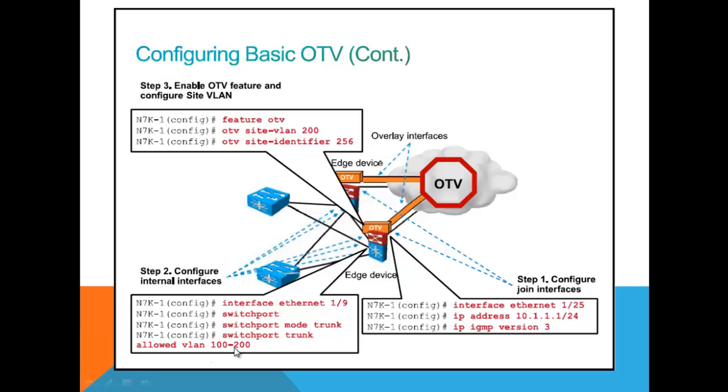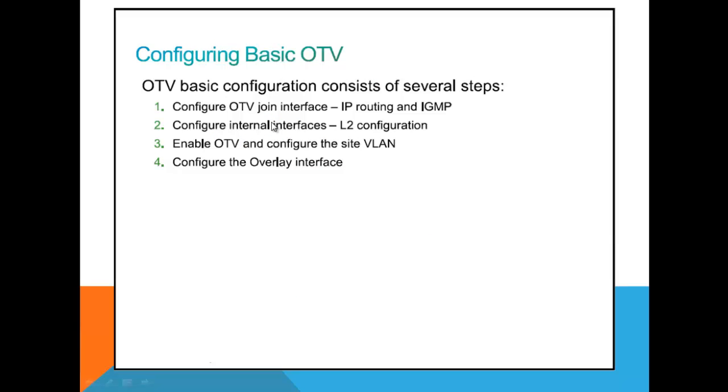IGMP version 3, this is required, compulsory. It is a must. Now, we say configuration, internal configuration, it can be anything. Any VLANs can be allowed. Next is third step.